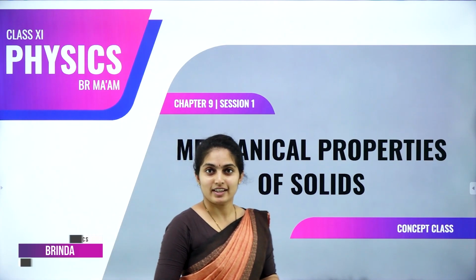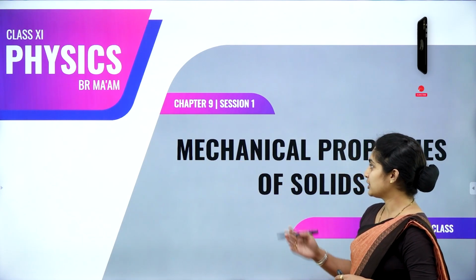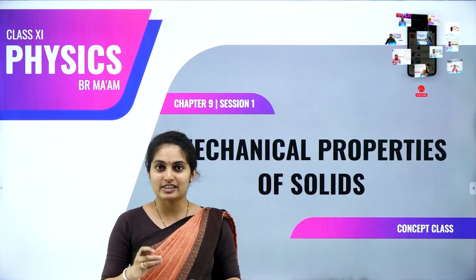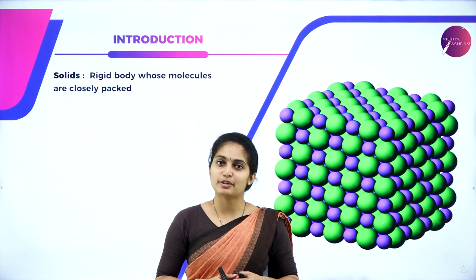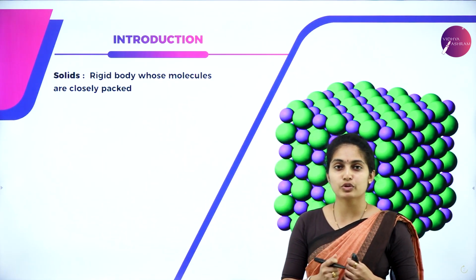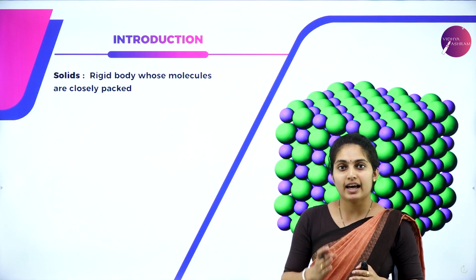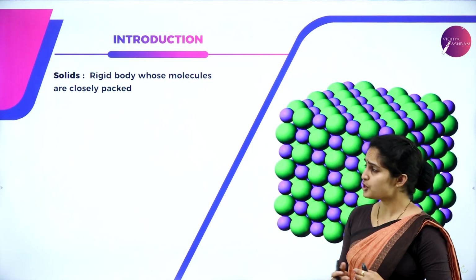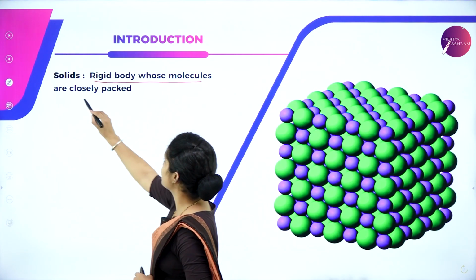Hello everyone, I'm Vrinda from the Department of Physics, welcoming you all to Chapter 9, and the chapter name is Mechanical Properties of Solids. In today's chapter, we are dealing with some of the properties of solids. Before that, first of all, you have to think what is meant by a solid. A solid is an object in which the molecules are tightly packed, so the force of attraction between two molecules is greater. That means the intermolecular force of attraction between two molecules is very strong. Because of that, we call it a solid. That means it's a rigid body whose molecules are closely packed.